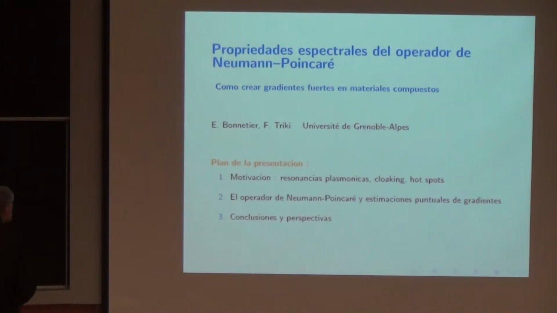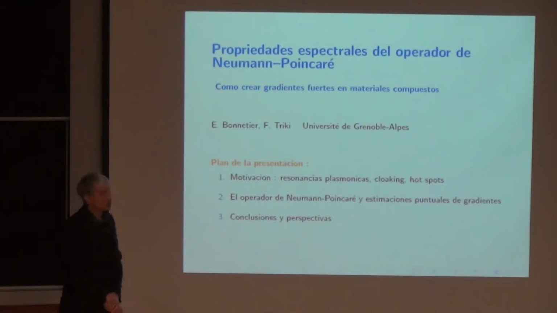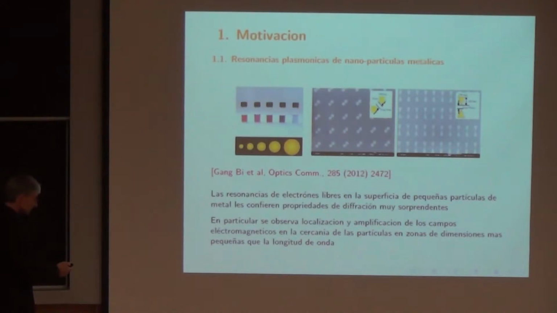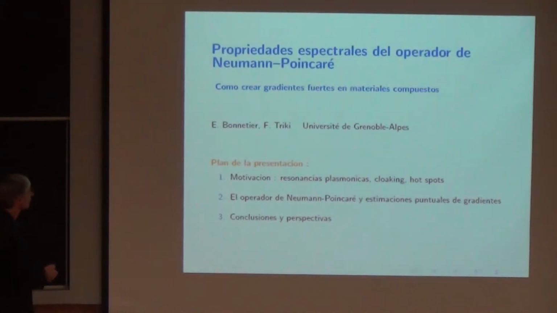So here's what I'm going to talk to you about. It's called Spectral Properties of the Neumann Poincaré Operator. And essentially my talk has two parts. In the first maybe half hour, I'll try to tell you a little bit about why we are interested in this operator. So this part I call motivation. And I'll give you a few examples where this operator will actually come into the picture. And then I'll tell you a little bit about the spectral properties and why we're interested in studying the spectrum of this type of operators. And so there will be a little bit of analysis in this part.